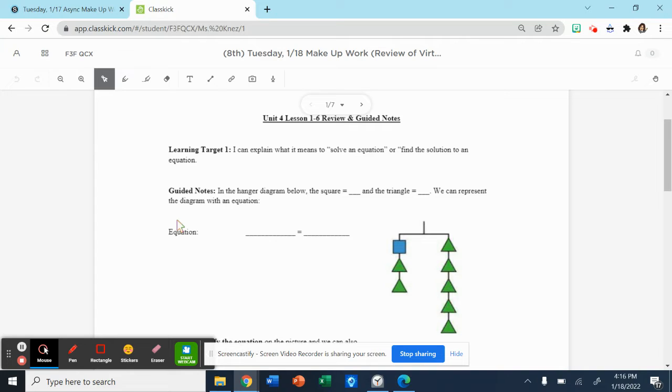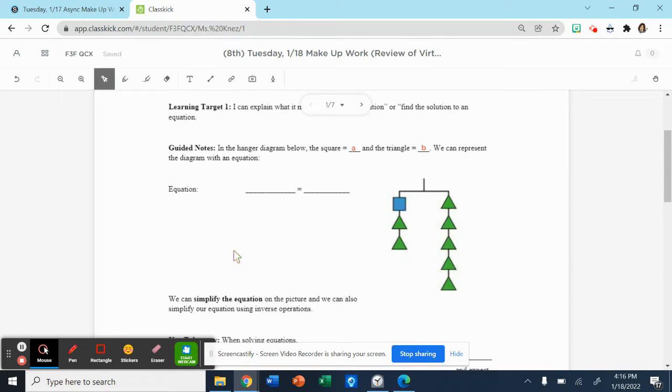Our first learning target says I can explain what it means to solve an equation or find the solution to an equation. In the hanger diagram below, the square equals, we're going to call the square A. I'm going to make my text smaller so that it fits. And we're going to call the triangle B. I'll make the text that I'm typing in here in red so that it's really clear to you what you need to add to your guided notes. I'm happy to print these for you in your return as well.